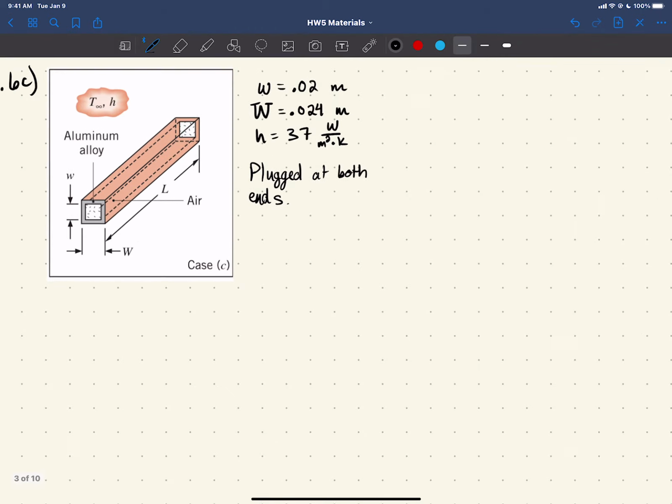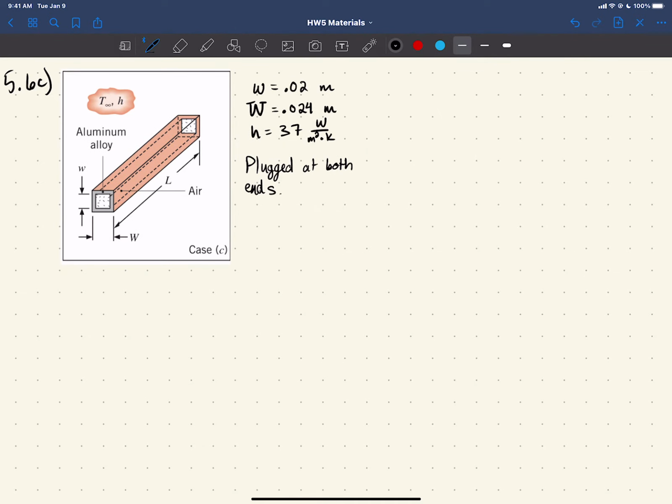All right, on to C here. Okay, so this one's a little bit complicated. One important thing is in the book it says that this aluminum tube is submerged in water, and that's what's providing your T infinity and your H there, your convection to the outer surface, but then it's plugged at both ends, trapping stagnant air inside. So basically what you're supposed to get out of that is that you're not supposed to account for convection on the inner surface. So you're just looking at the outer surface.